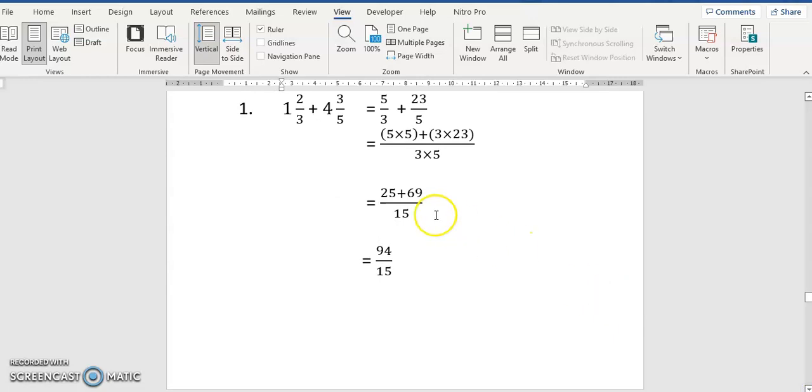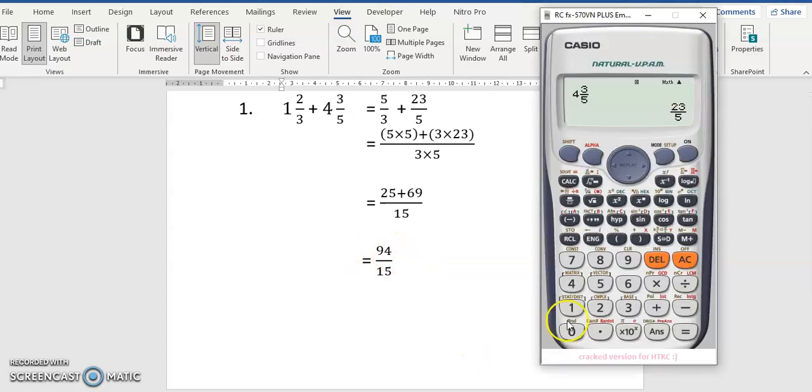Then 25 plus 69 is 94/15. Can we simplify this? No. Press it on the calculator and let's see. Now, if I press 94/15, it gives us the same thing. You don't change it, né?